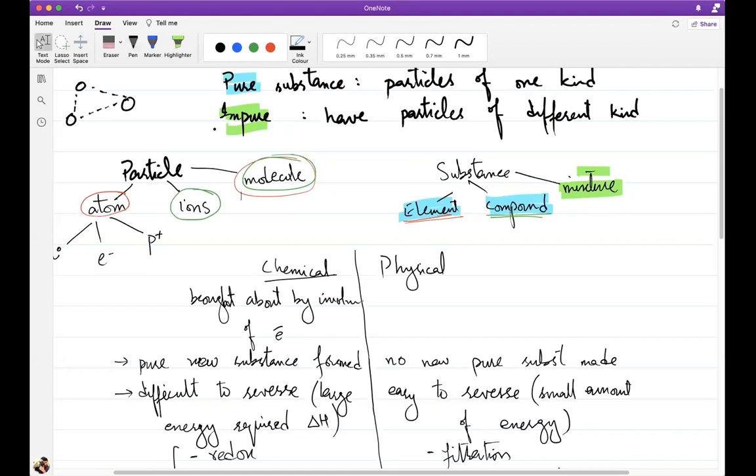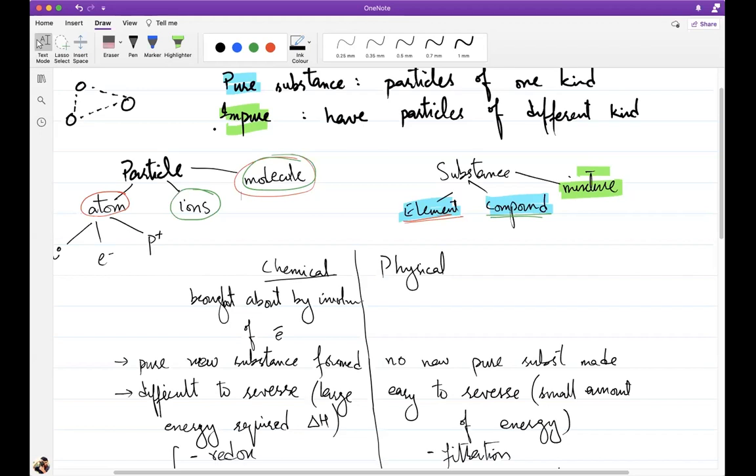Alina, can you name any one element and tell me what kind of particle it is made of? I'm sorry, sir. Can you repeat the whole question? My question is, if I'm talking about elements, then can you give an example of a pure element and what kind of particle it is made of? Any element? Yeah, sure. Carbon. Okay. Carbon is an element. So what kind of particle is it made of? It's made of carbon atoms.